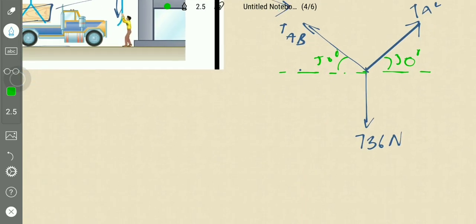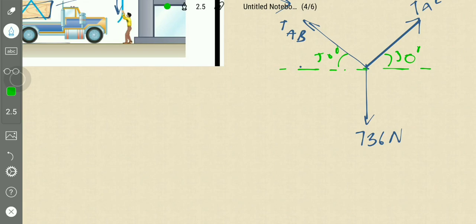So this is also in the form of Lami's theorem. We can solve this using Lami's theorem. This is 90 degrees, this is 90 degrees, and this will be 50 plus 30 is 80, 180 minus 80 is 100 degrees.